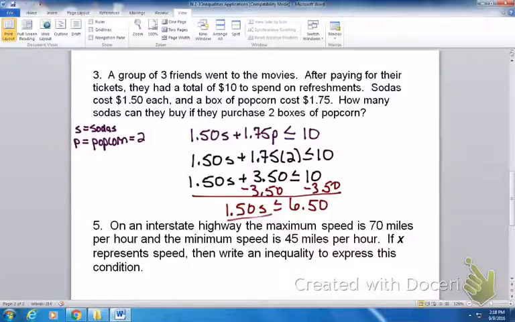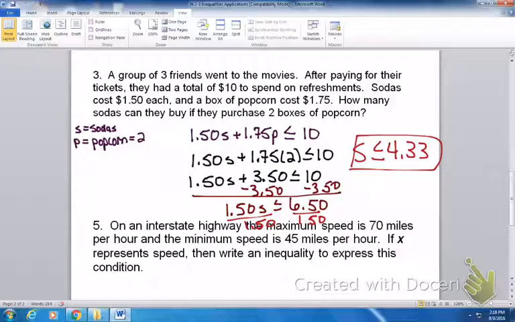Now we've done this multiple times. We need to divide both sides by $1.50. Sorry if I've kind of run into the next problem there. When I do that, I get that the number of sodas I get has to be less than or equal to 4.33, and that's our answer. Now, you need to understand that I can't buy 4.33 sodas, so this means I can buy 4 sodas.